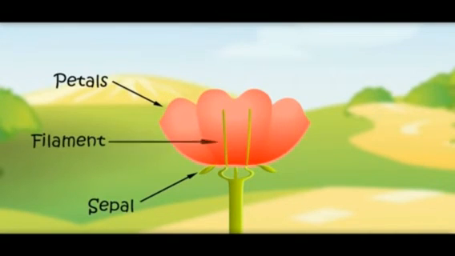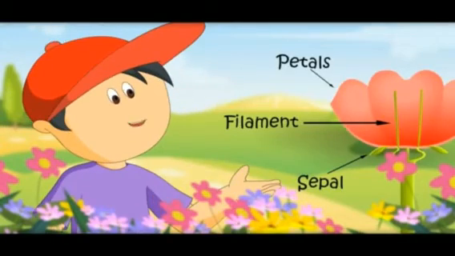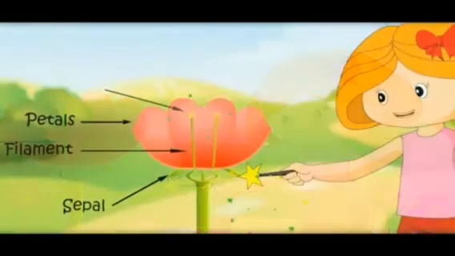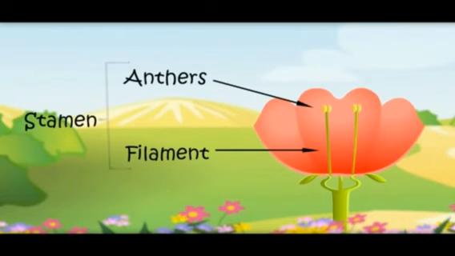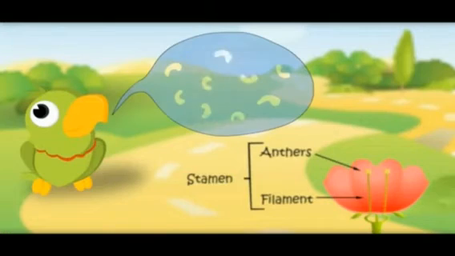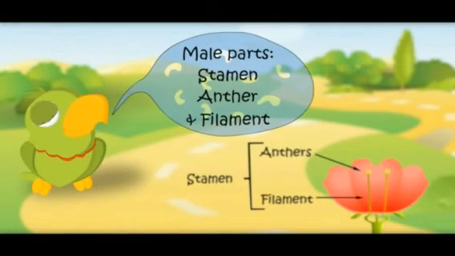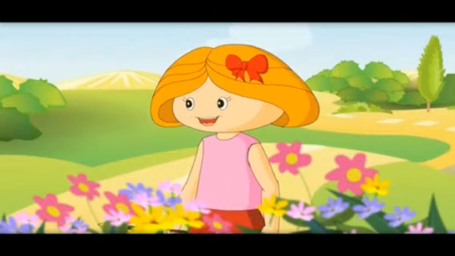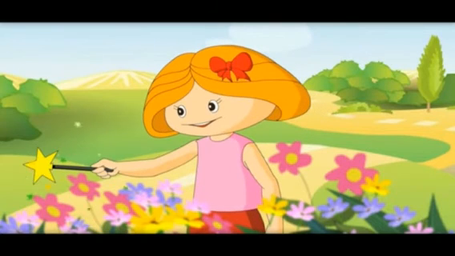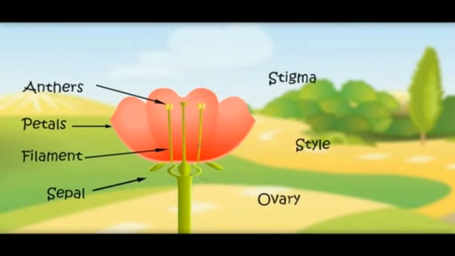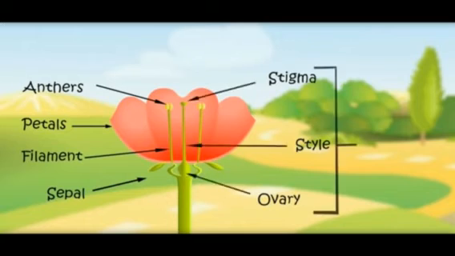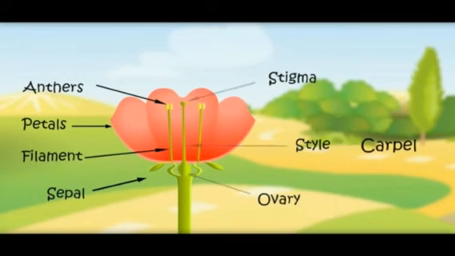Here come the filaments. Bring a few anthers too. These filaments and anthers are the male parts of the flower. Jointly, these are called stamen. Male parts, stamen, anther and filaments. Now come the female parts. Female parts are stigma, style and ovary. Oh, I know. All these female parts are called carpel.